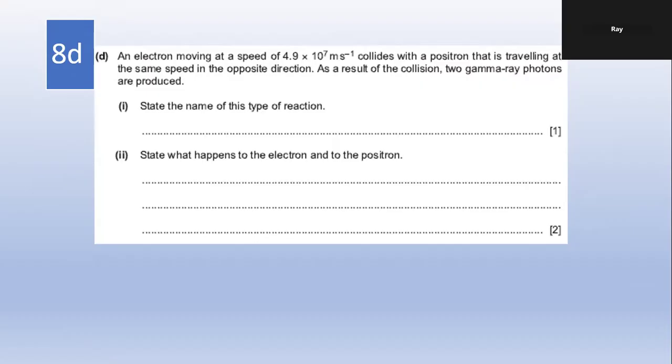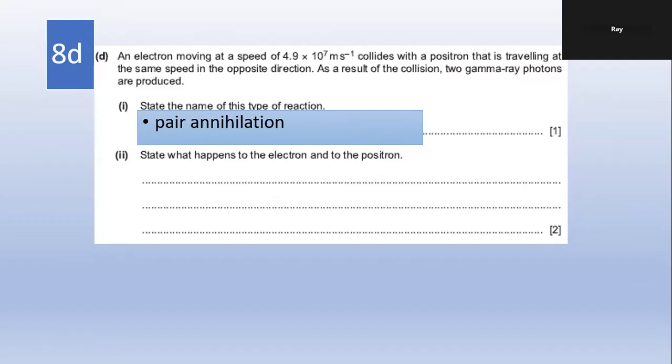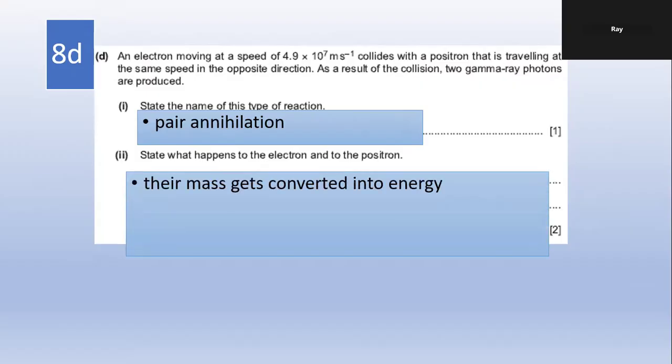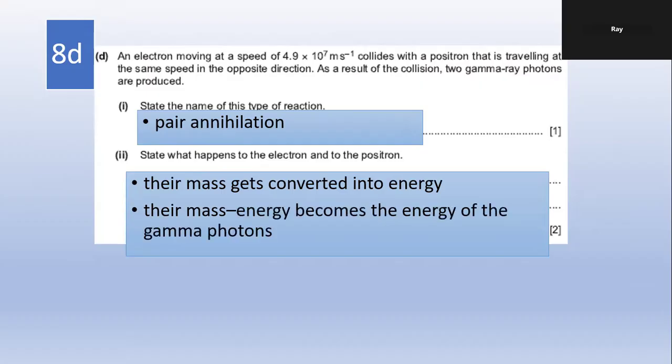Annihilation, no? Pair annihilation. State what happens to the electron and the positron. The mass of the electron and positron is converted into energy of gamma ray photons. Their mass gets converted into energy, the energy of the gamma photons. Two gamma photons are produced.